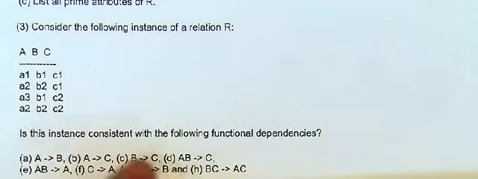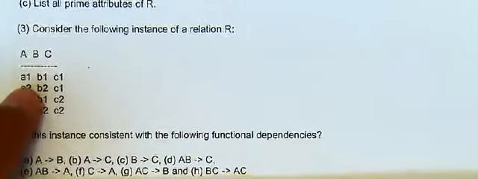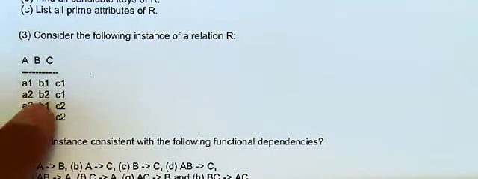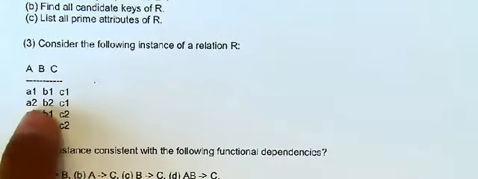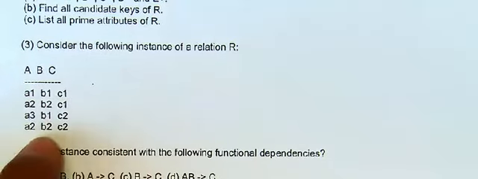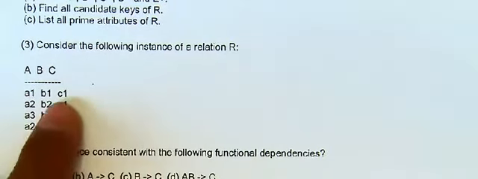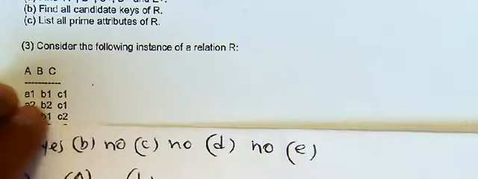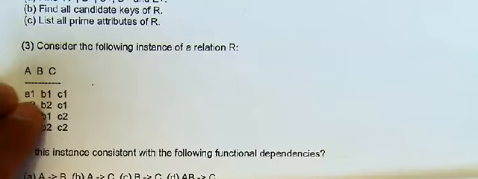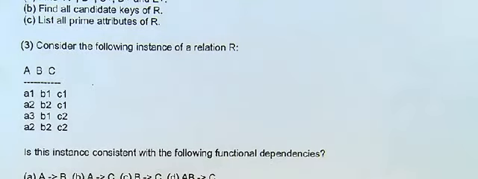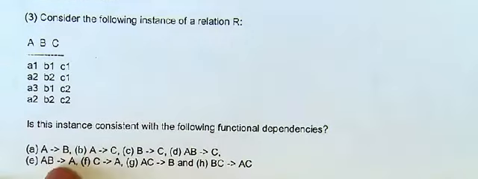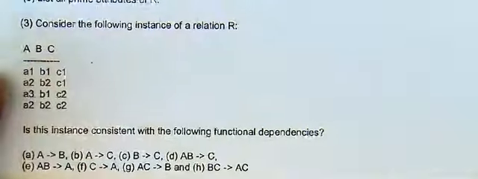For D, A and B together. So let's see. A and B, so A1, B1, A2, B2. So here we got two that are the same. A2, B2. We look for the ones that are the same. A2, B2, A2, B2. So here is C1, C2. I got two possible values. So that's wrong. So for D it is a no. For E, can A and B imply A? This is actually trivial. Look, A is a subset of AB, so we don't even need to check. So the answer for E is yes.